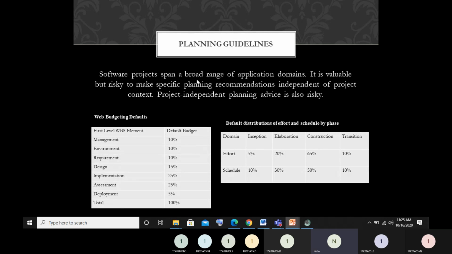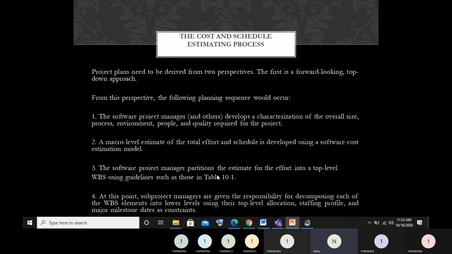Software projects span a broad range of application domains. It is valuable but risky to make specific planning recommendations independent of project context. Project independent planning advice is also risky. So that's why, if you are planning in this way, you will get some efficient results from your software development. So this is your planning guidelines.